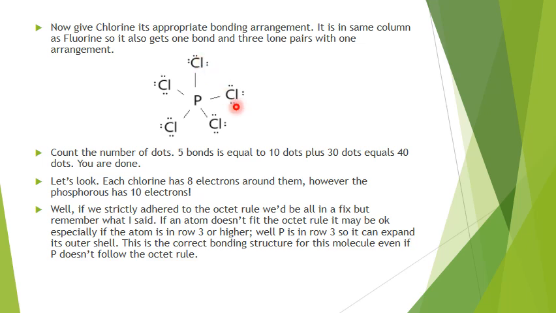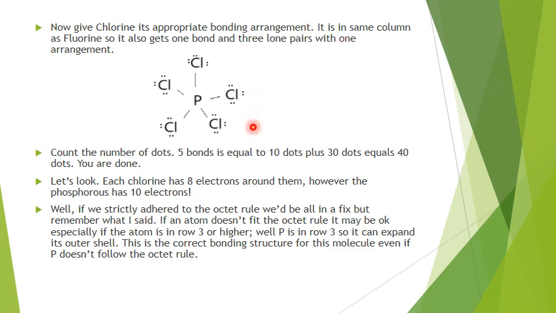Okay. And then what you do is you count the dots. 2, 4, 6, 8, and you do that for each chlorine. You have 8 five times, which equals 40. And you're done. That's it.